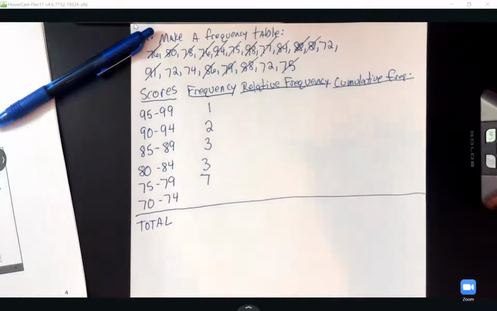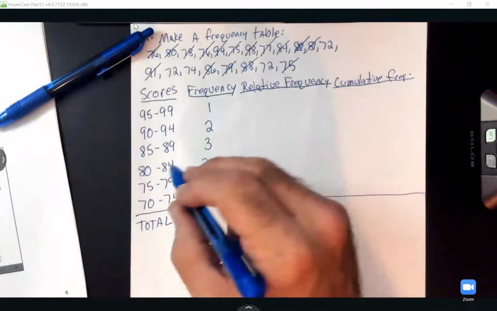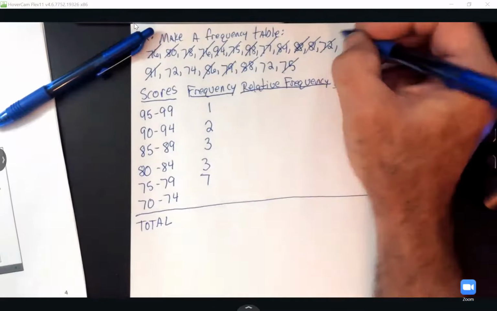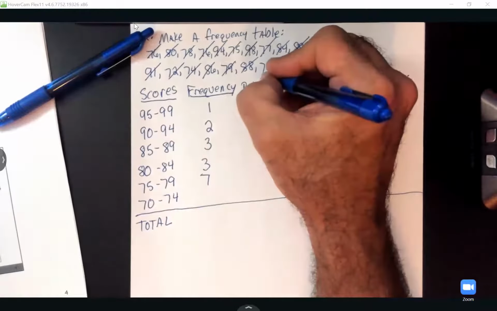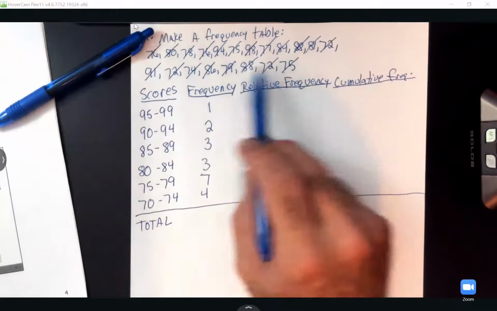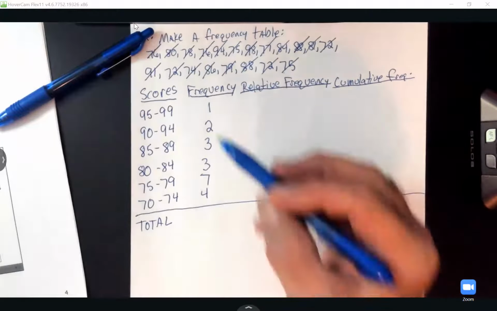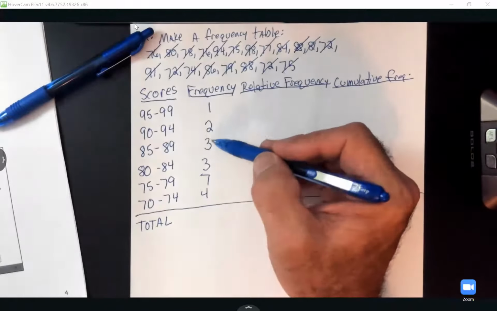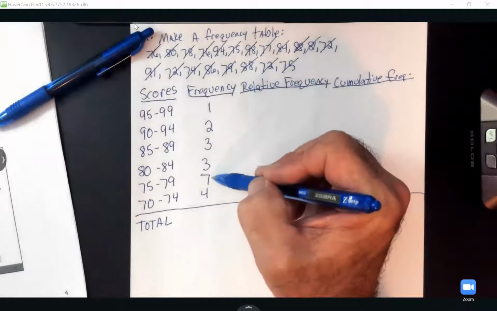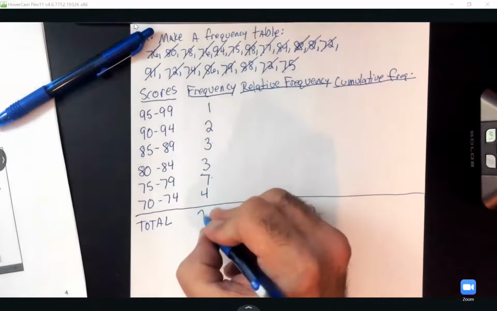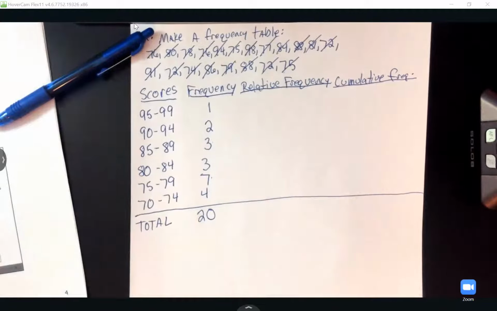And then y'all, 70 to 74, I had 1, 2, 3, and 4. So all these frequencies have to add up to the total number of scores that I had. So 1 and 2 is 3, plus 3 is 6, plus 3 is 9, plus 7 is 16, plus 4 is 20. So I had a total of 20 scores on that.